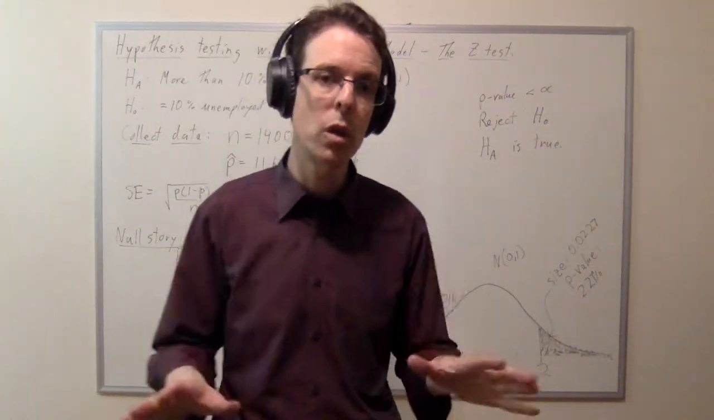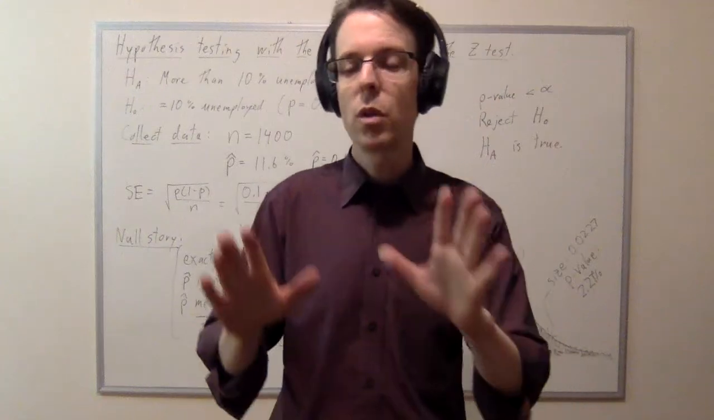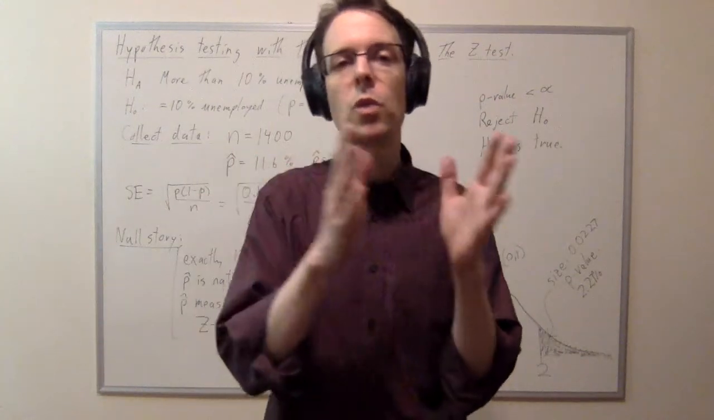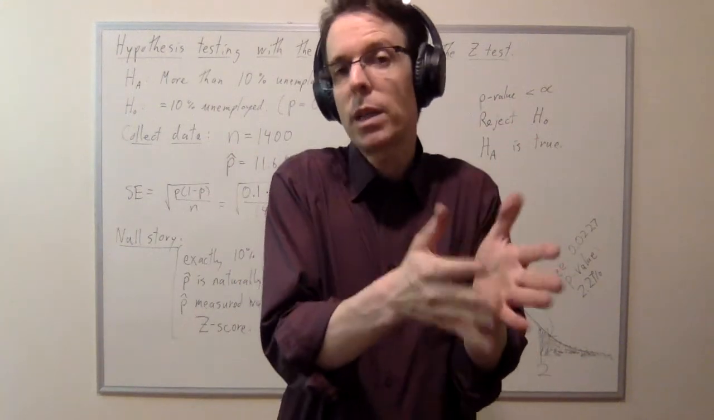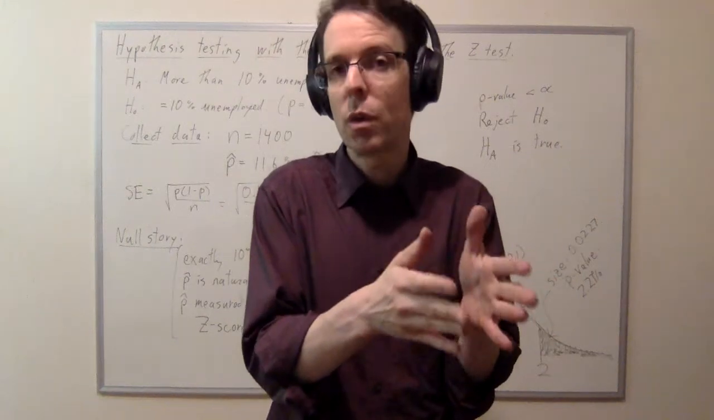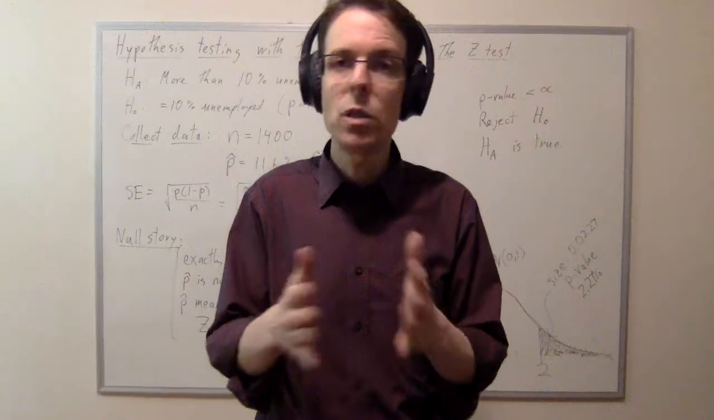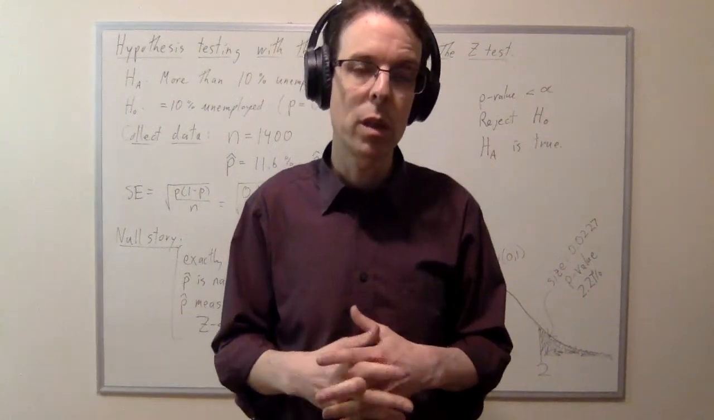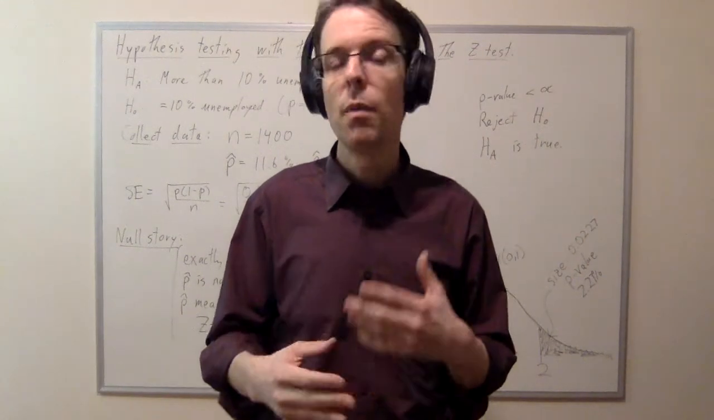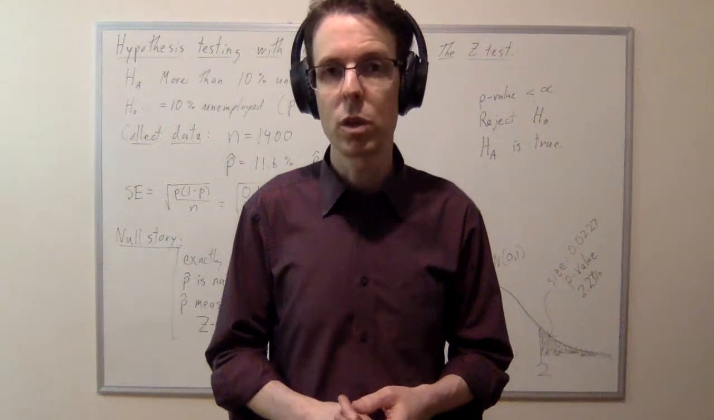So the overarching principle here is there's always a measured value, and there's always an anticipated expectation for that value that comes from the null story. And there is also always a standard error that guides your expectation of the variability of that thing. If you know those 3 things, then you can calculate a z-score and you can resolve these tests.